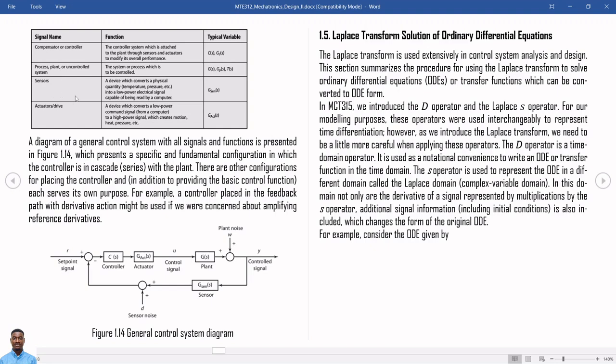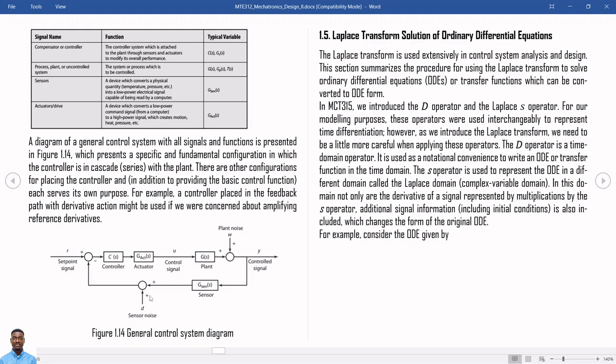And also we have sensors. Sensors are devices that convert physical quantities, such as temperature, pressure, etc., into a low power electrical signal capable of being read by your computer. That is represented by G_sense(s). Then we have the actuator or drive, which is a device that converts the low power command signal from your computer into a high power signal, which creates motion, heat, or pressure. That is denoted by G_act(s).